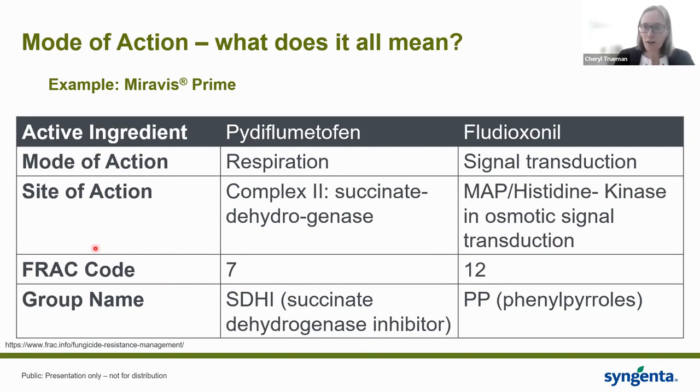So knowing those FRAC codes is really important. And then each FRAC code is associated with a mode of action group, and there'll be different group names. The group name can be based on a number of different things. Sometimes it's the chemical structure, sometimes it's the site of action. With group 7s, we often refer to those as the SDHIs. With group 12, PP or phenylpyrroles, for example. So key things to remember from this slide: FRAC code is important to know, and getting used to these group names.